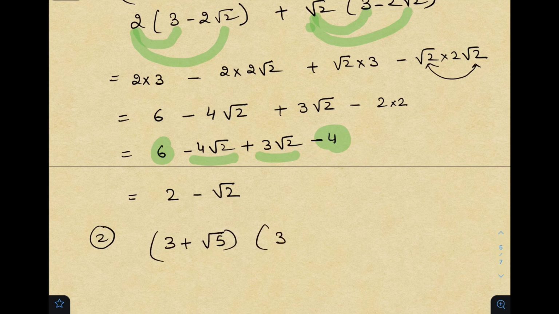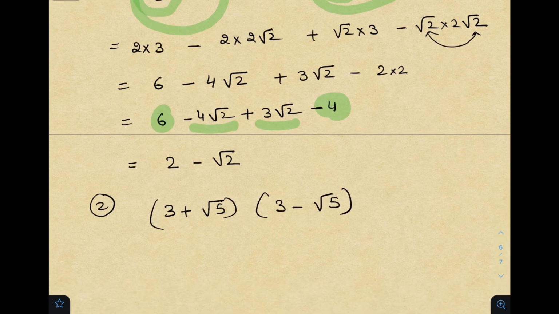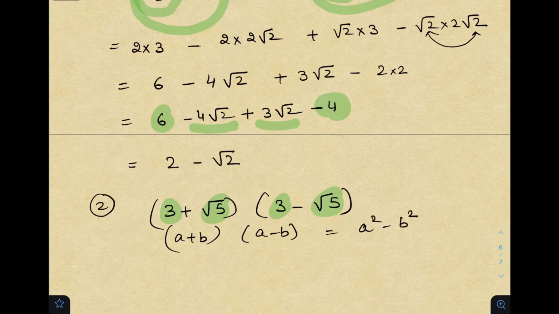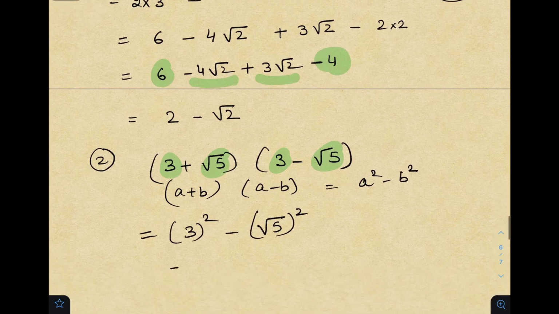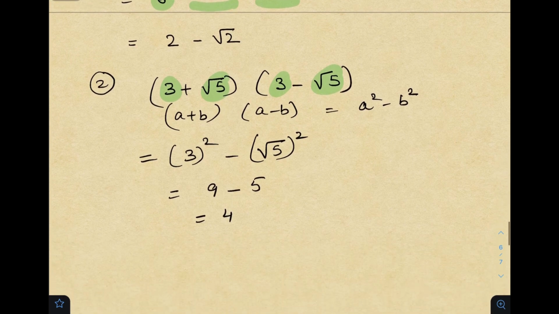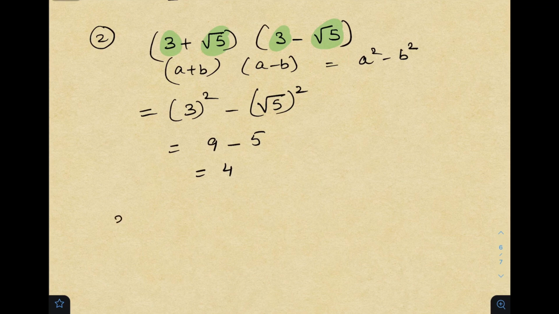3 plus root 5 into 3 minus root 5. Here, as you can see, we can apply the identity. Which identity? First term is same, second term is same, only the difference is between the sign. So we can apply a plus b into a minus b, which gives us a square minus b square. So we get 3 square minus root 5 square. 3 square is 9 and root 5 square is 5. So we get the answer as 9 minus 5, 4.